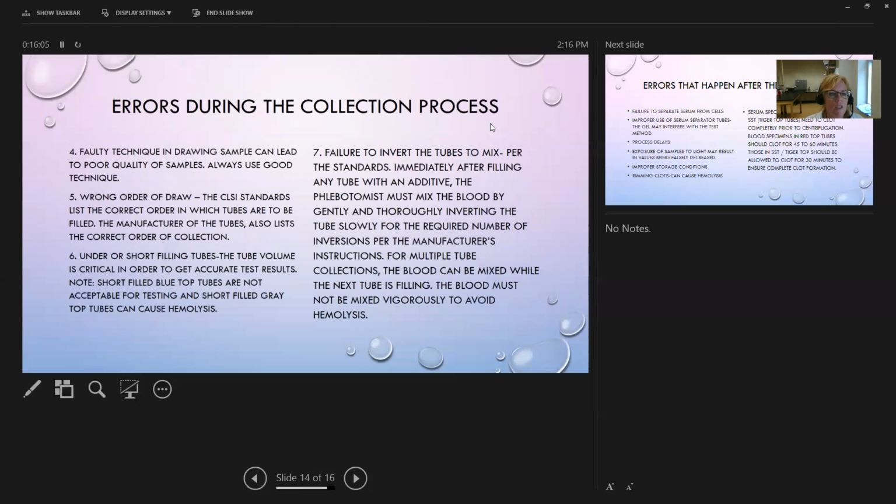So other errors during the collection process, again, bad technique. If that bevel of the needle is against the vein, wrong order of the draw, short or underfilling tubes, failure to mix the tubes properly. They need to be inverted. You never want to shake them. If you don't invert them to mix and they clot, they may also hemolyze.